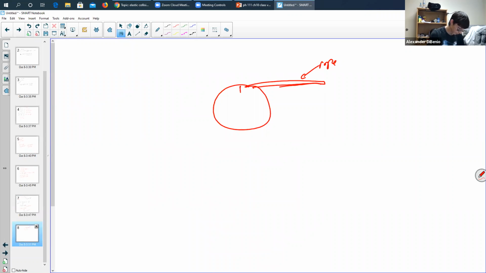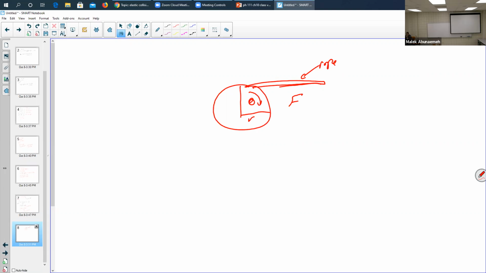Now, that's your radius R, right? And you're going with a pulley, so it's going this way. You're pulling the rope, so your theta is going that way. You got a force going in this way, right? That's a pulley.